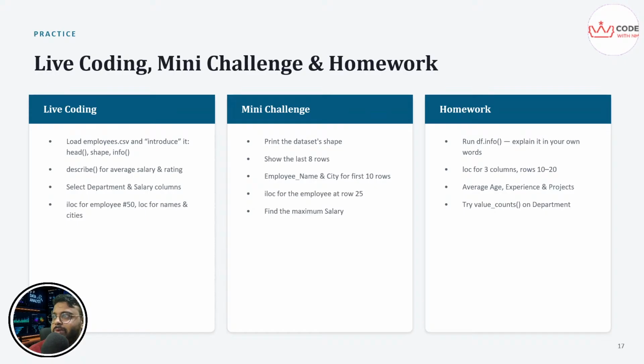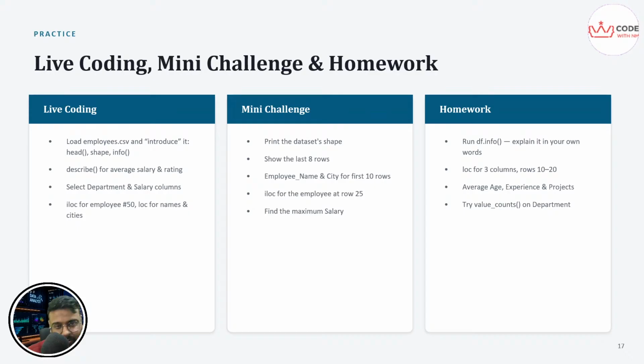Your homework is: print the dataset shape. We have already done this. What is a dataset shape? It is easy. Show the last 8 rows. This is also easy. Employee name and city for the first 10 rows. This is also easy. And iloc for the employee at row 25. I've shown you for employee 2. You need to show it for row 25. And find the maximum salary. I've already shown this in the live. So this is the mini challenge.